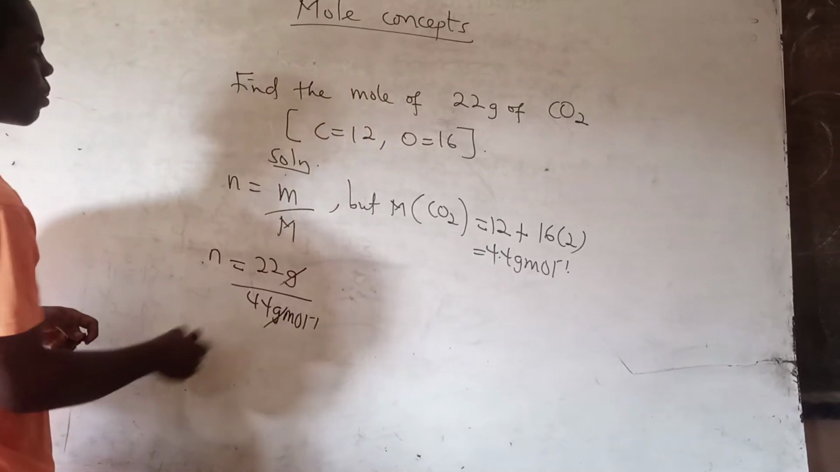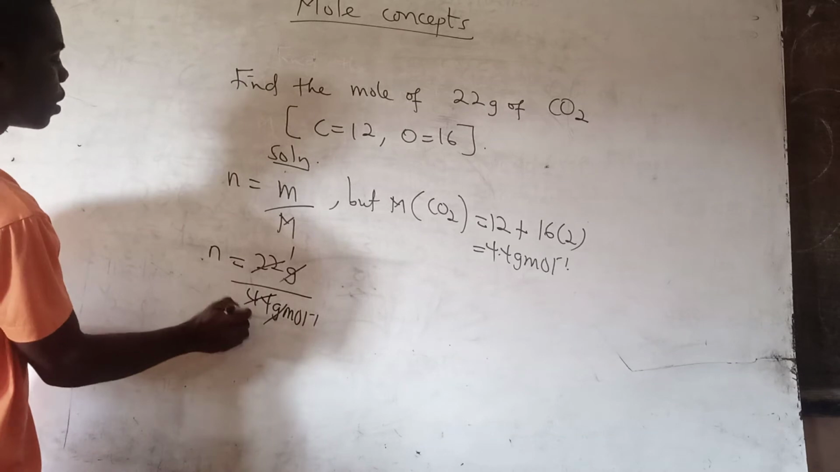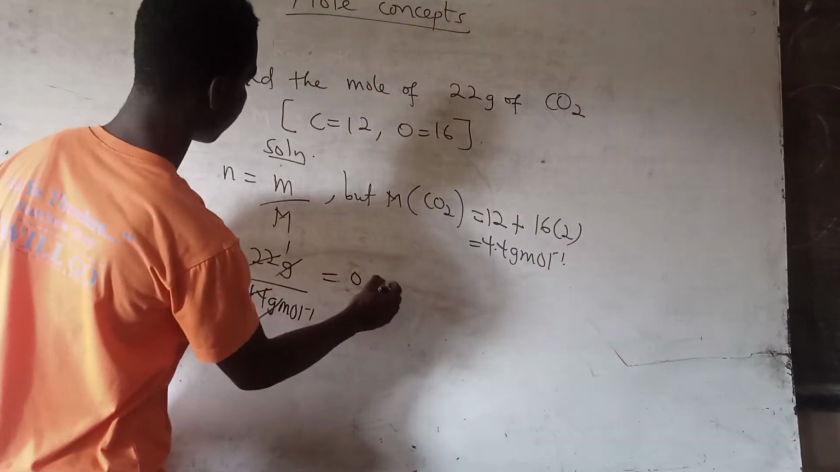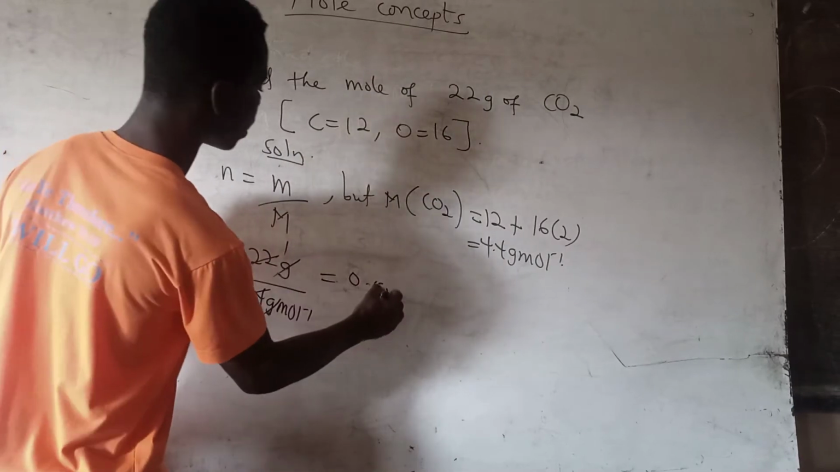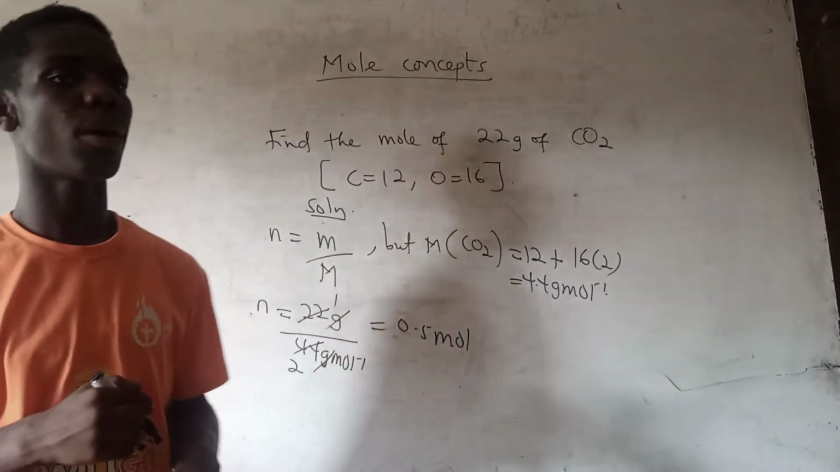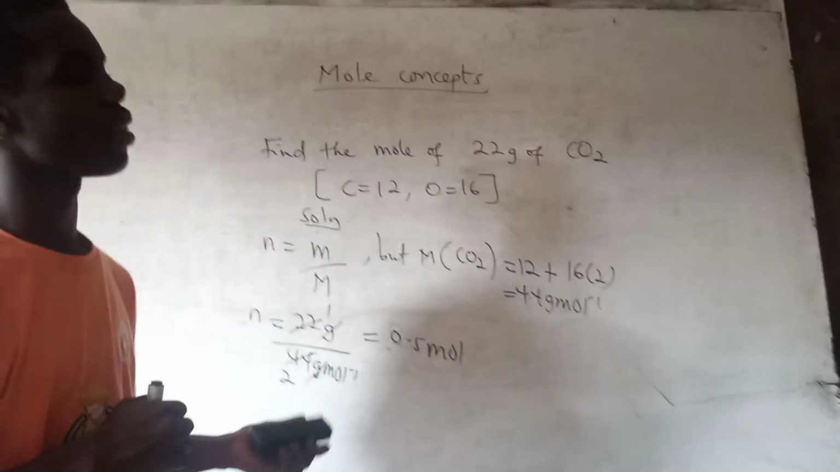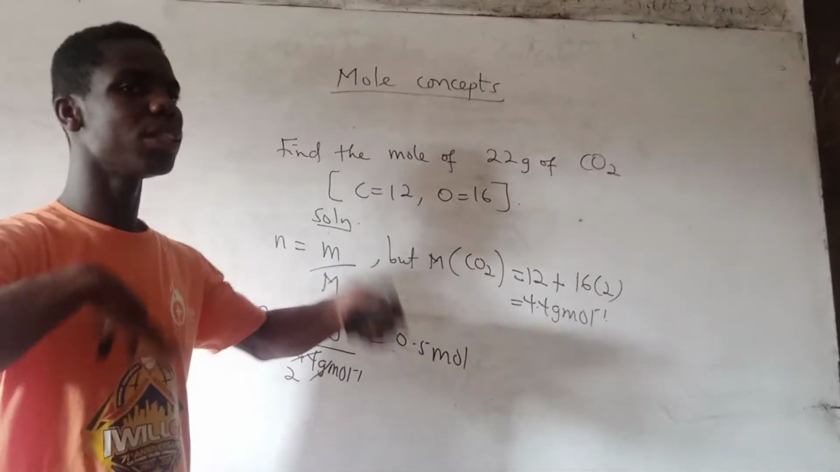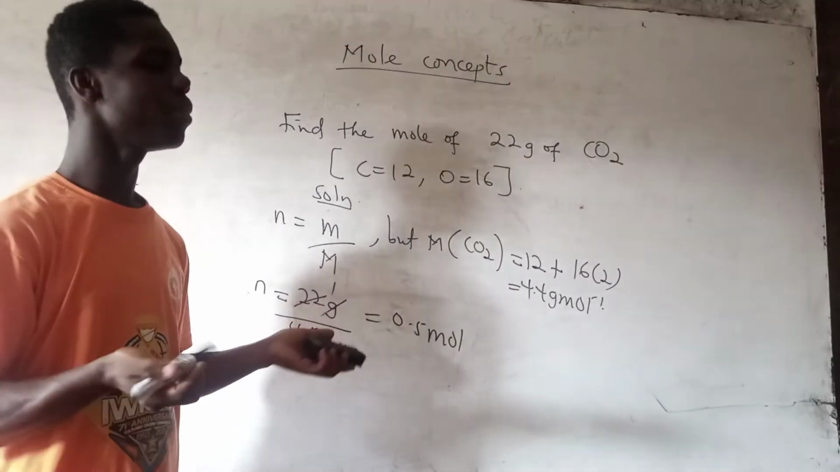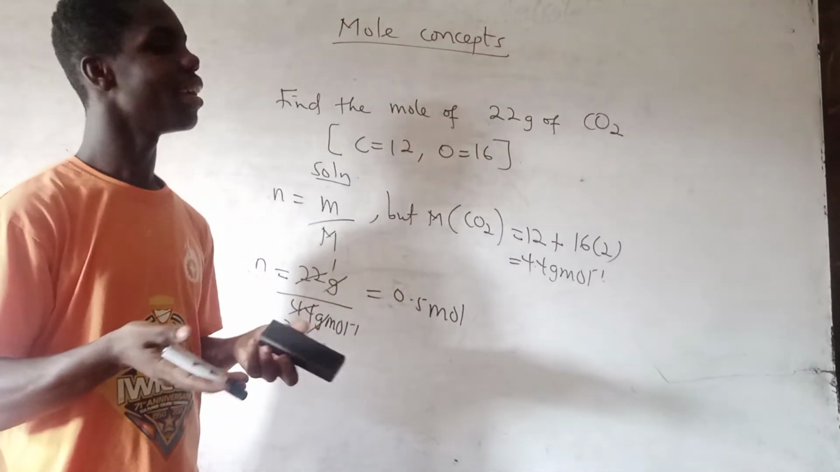Grams cancel grams. 22 goes here 1, it goes here 2. 1 over 2 makes 0.5. Then the mole goes up, making 0.5 mole. And the mole of the compound has been found. This can be repeated so many times to solve. Very simple and very easy.